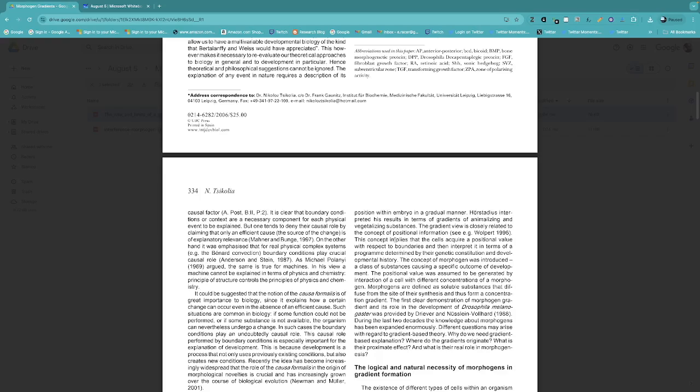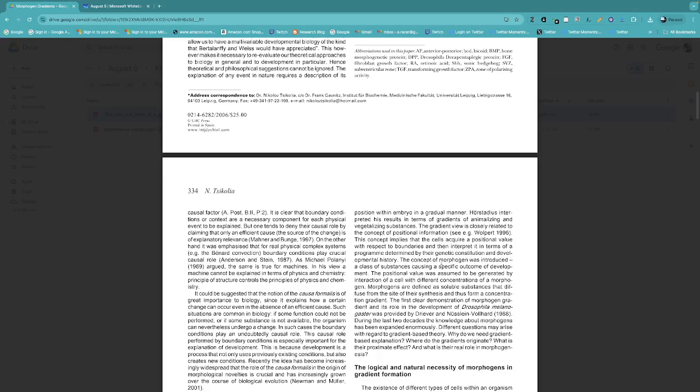So this concept implies that the cells acquire a positional value with respect to boundaries and then interpret it in terms of a program determined by their genetic constitution and developmental history. The concept of the morphogen was introduced, a class of substances causing a specific outcome of development. The morphogen was introduced by Turing, but also refined by this concept of positional information.